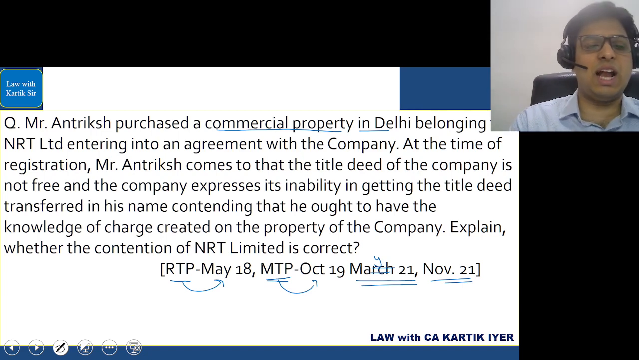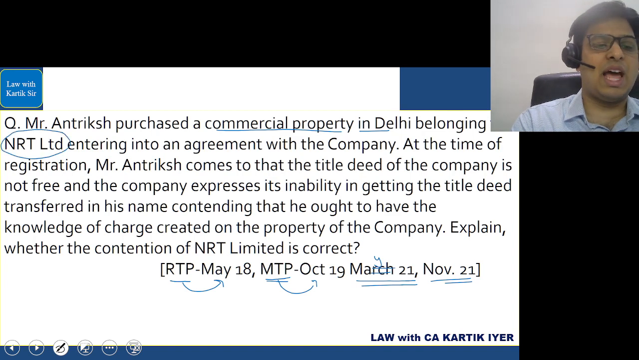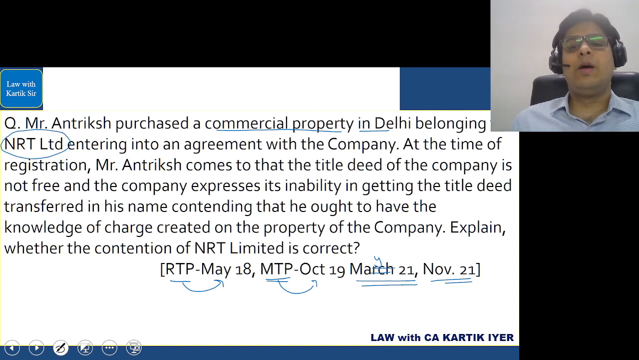Antariksh is saying that this NRT Limited has given them an asset as security, but they are not able to give Mr. Antariksh the property papers. So Antariksh is saying, what is this? I have purchased an asset from you. Why can't you give me the property papers? The company says, boss, the property papers are with the bank. Till the loan is paid, the bank will not release the papers.